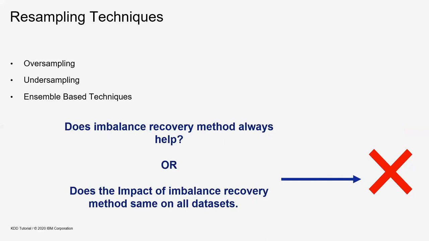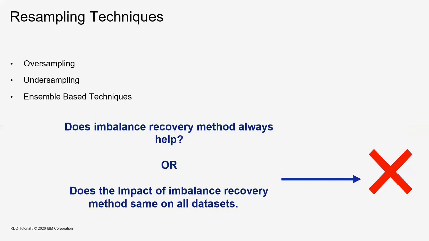However, the bigger question to ask is, does resampling, right? So any of the above types, be it oversampling or undersampling or an ensemble method, will it always help with respect to classification? Or can we say that the impact of imbalance recovery methods is the same on all the data sets? And the answer to it is no, right?